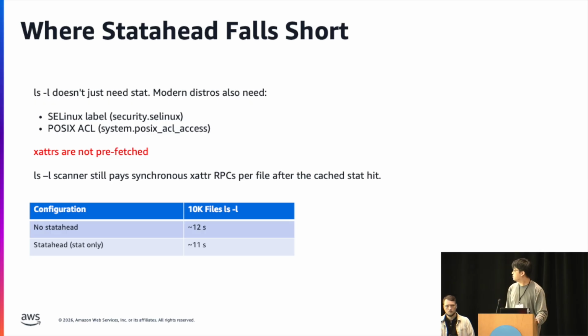So here are some numbers using our quick test, 10K files under a directory. Not that many files, but the effect is already shown here. Without StatAhead it is 12 seconds, but even if you enable StatAhead, it's 11 seconds. Not an ideal improvement.